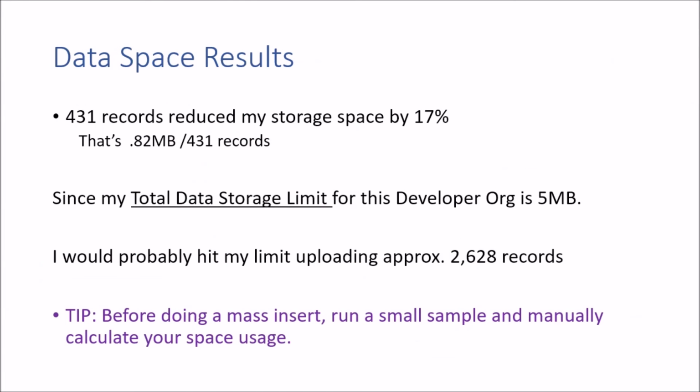Data space results. There were 431 records, which reduced my storage space by 17%. That's about 0.82 megabytes per 431 records. Since my total storage limit for this dev org is about 5 megabytes, I'd probably hit my limit with approximately 2,628 records. It's not a whole lot. So here's a tip. Before doing a mass insert or update, run a small sample, and manually calculate your space usage.